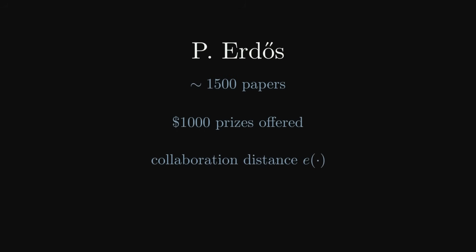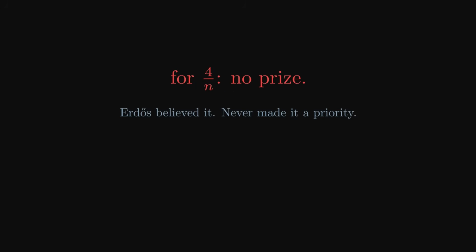He published nearly 1,500 papers. He offered cash prizes for problems he could not solve himself. For the Erdős-Straus conjecture, he offered no cash prize. That tells you something. Erdős thought the conjecture was likely true, and probably provable, but he never made it a priority. Compared to his work on Ramsey theory, or the distribution of prime numbers, or combinatorics, the Erdős-Straus conjecture was a side question. This is part of what makes the problem strange.